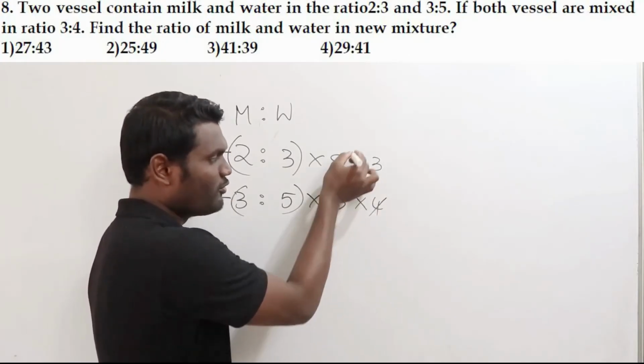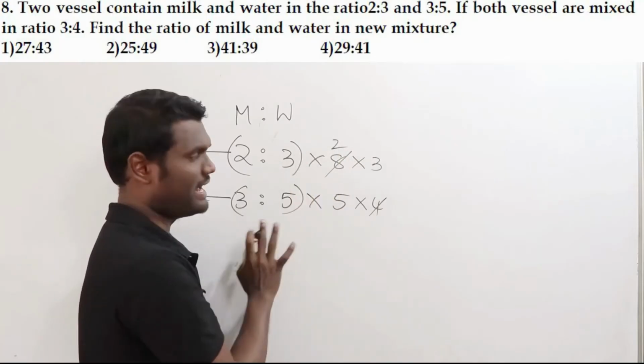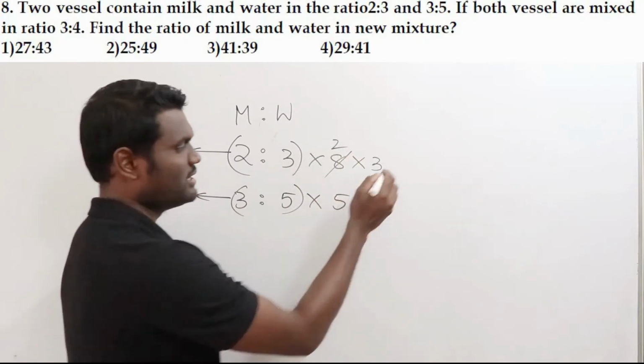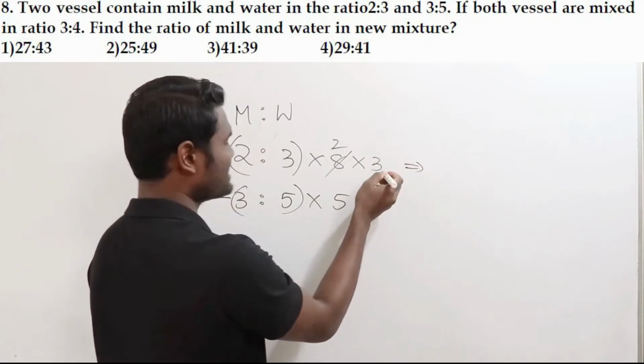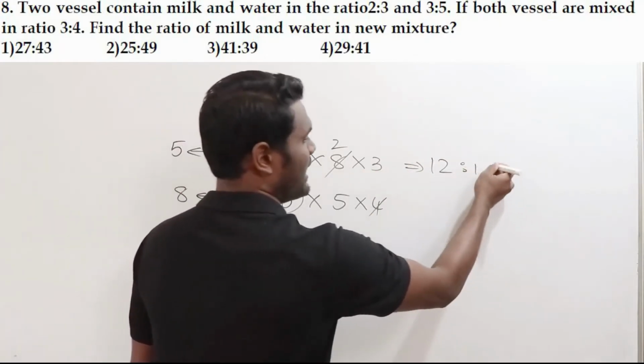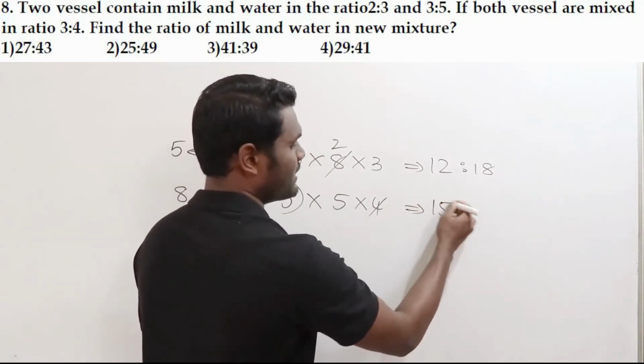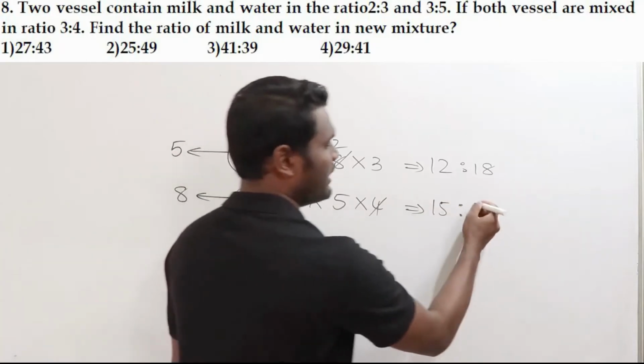Now 4 goes in 8 2 times, that is like 8, 4 2 times, this will be like 8. So nothing is going to cancel here. Now you can multiply this. 2 into 3, 6. 6 2s, 12. Next 6 3s, 18. Next this is like 5. 5 3s, 15. Next 5 5s, 25.